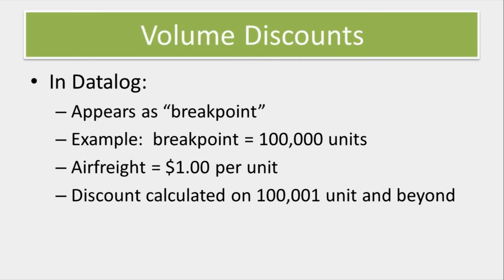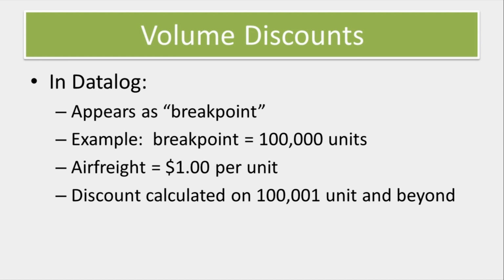Okay, there are some volume discounts available on the transportation methods. In the data log, you'll see something that appears as a break point. So let's say that our break point is 100,000 units and our air freight is $1 per unit. After they reach that break point, you'll find that there's a discount, which is usually around 30% or something like that.